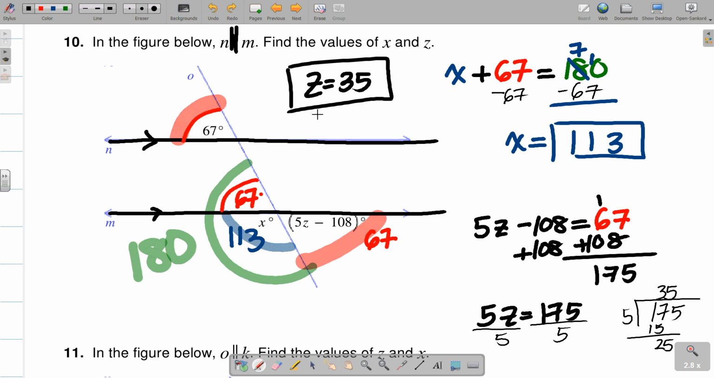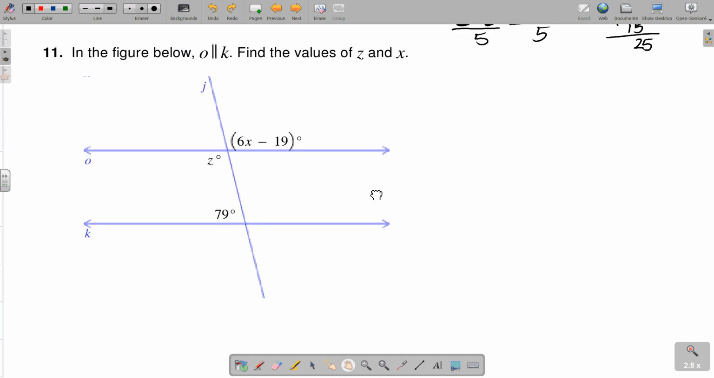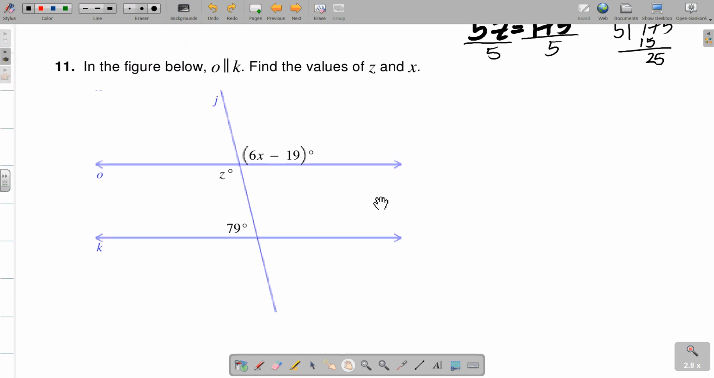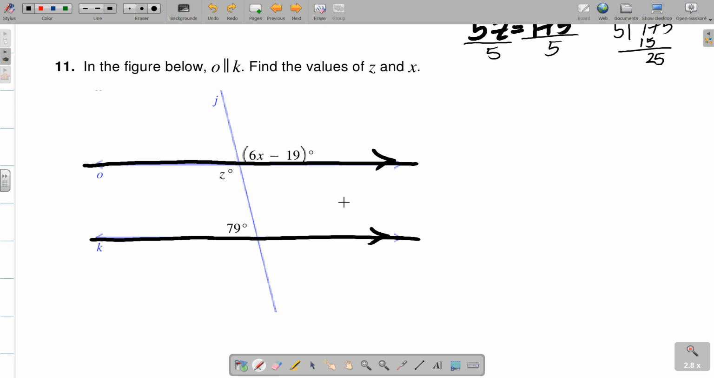Okay, Erie, follow what I just showed you, and I want you to attempt to solve for x and z on your own for number 11, knowing that these are parallel. Knowing that those are parallel, I want you to solve for the variables z and x. Pause the video, do your own work, check your work on the last page, and then restart the video.